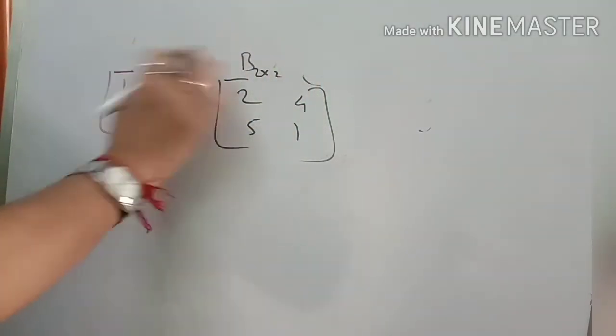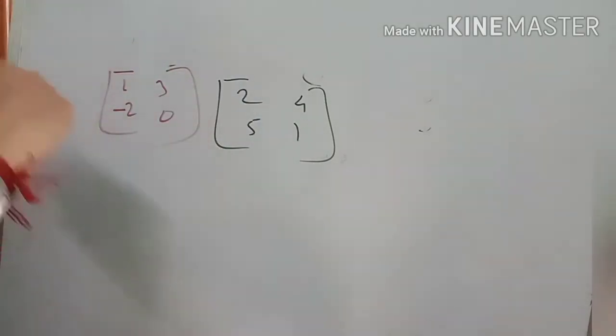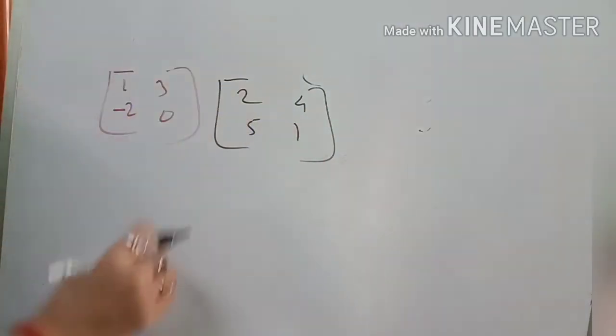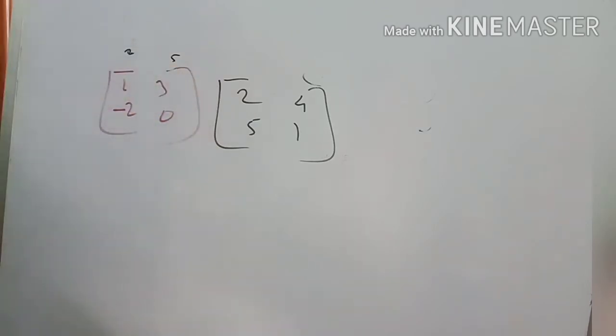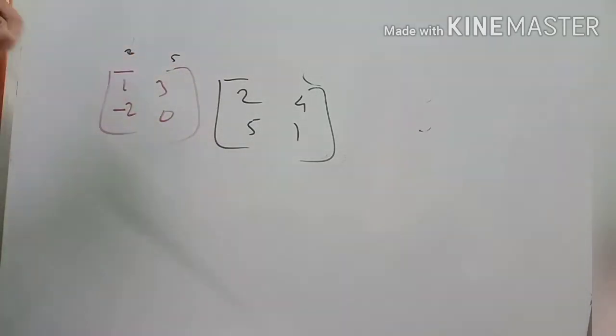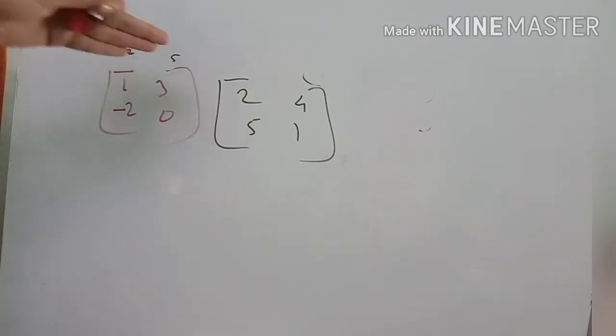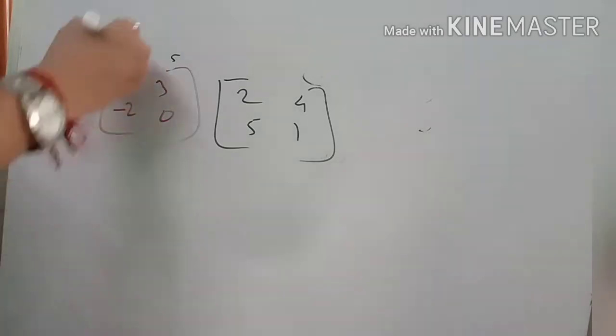How to do it? Here is a trick; it will become easier for you. Just write small 2 and small 5 here for your benefit. Write it in pencil so that you can erase it. Okay. Just multiply.